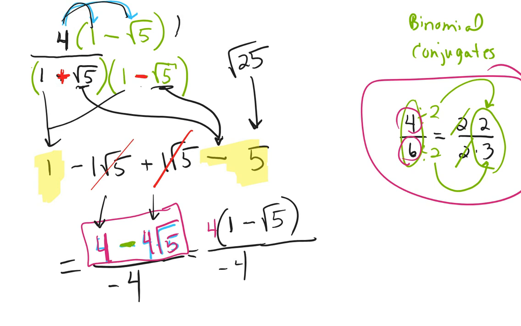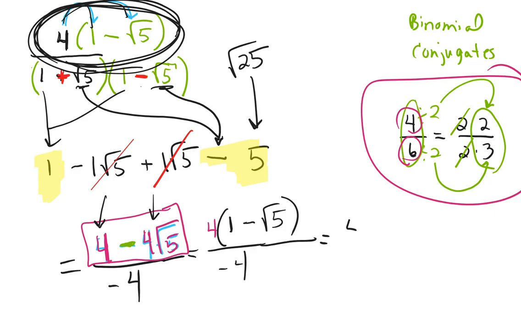Ooh, it looks just like this now. I'm back to this again. I think they did this on purpose with that 1 because it doesn't always match what you started with. But I think they're trying to show you that you're just pulling the 4 back out. And let me rewrite this. So I have a 4 and a 1 minus the square root of 5 all over a -4.